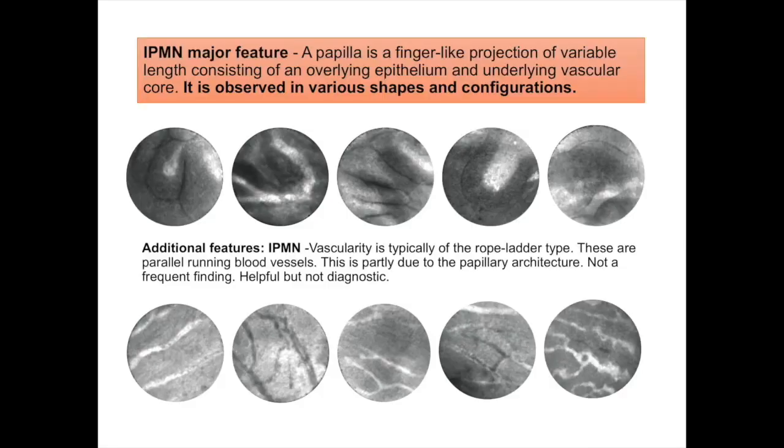Here are some more examples. In the top panel, you again see multiple papillae in IPMN with various length, thickness, configuration. The key hallmark being that central vascular core and the surrounding epithelium. In the bottom panel, you have the vascularity in IPMN, where you see parallel running blood vessels described as the rope ladder type of vascularity.